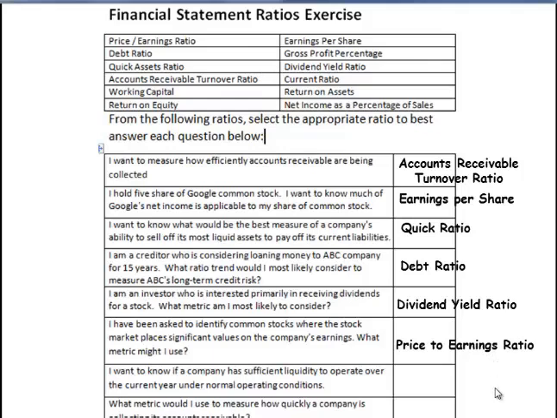I want to know if a company has sufficient liquidity to operate over the current year under normal current operating conditions. Now, actually, you could have two different measures here. Here's the one I wrote down. It would be the current ratio right here. But also you could use working capital, because working capital is the current assets over the current liabilities. The current ratio is simply the ratio of the current assets over current liabilities. So either of these measures or metrics would work.